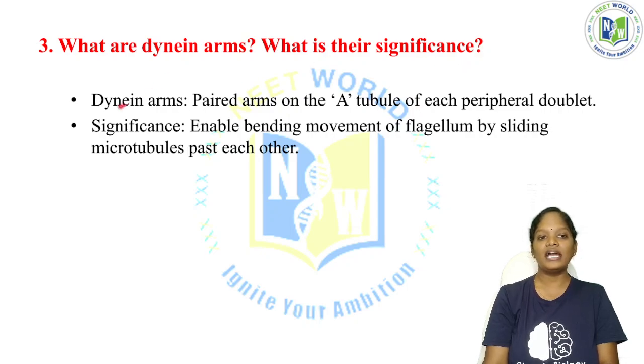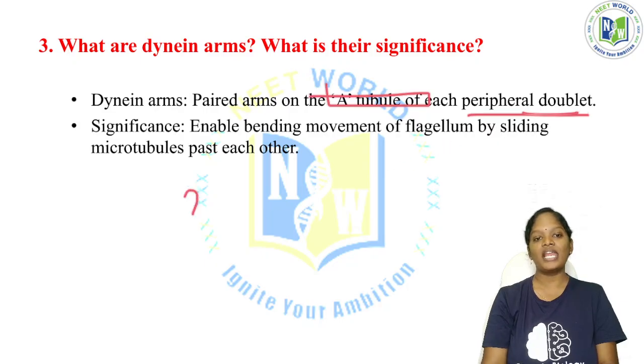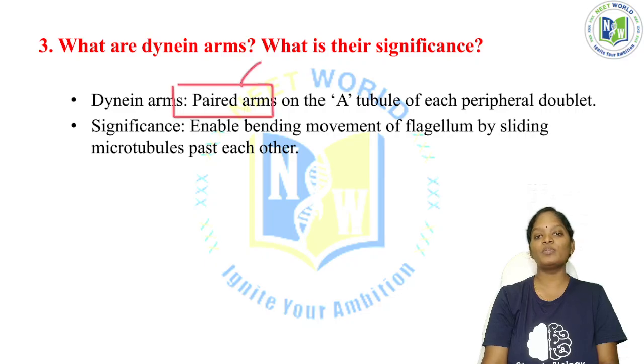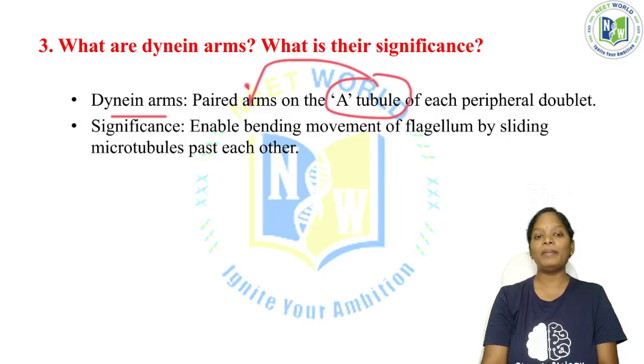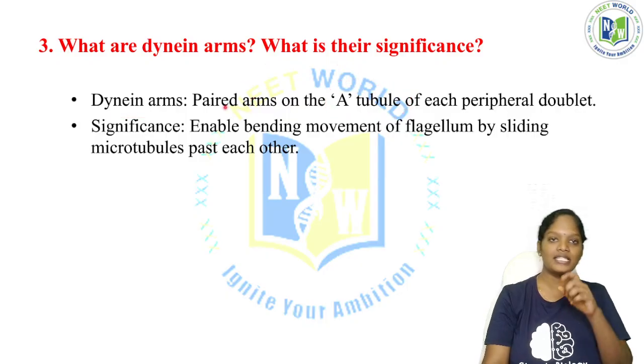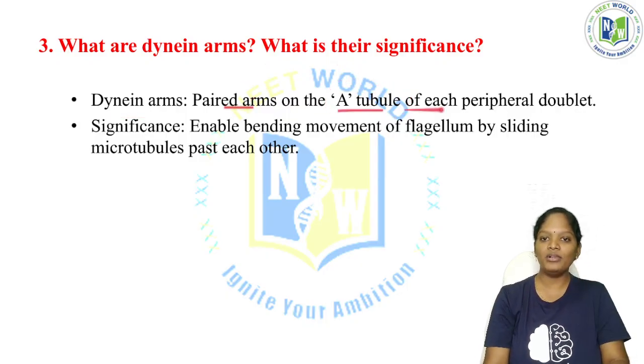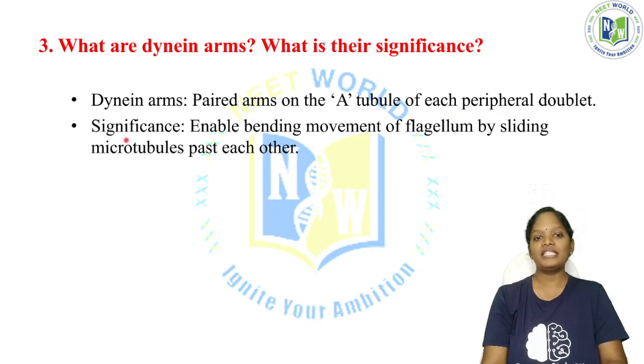Okay, see, dyneins are a pair of arms present on the A tubule of each peripheral doublet. So we have 9 peripheral doublets. In that doublet there will be paired arms, specifically on the A tubule. We have studied the A tubule and the B tubule, and these dyneins will be present on the A tubule in a paired form. So it is considered as paired arms on the A tubule of each peripheral doublet, right? Now, what will be their significance?